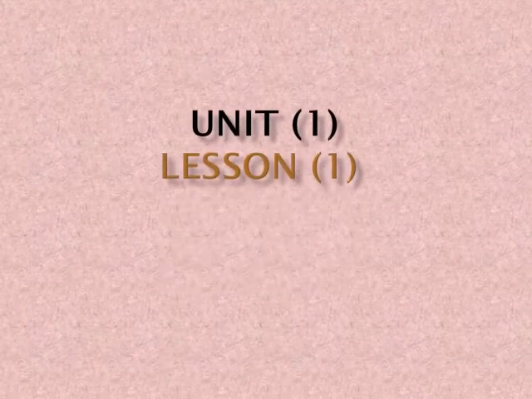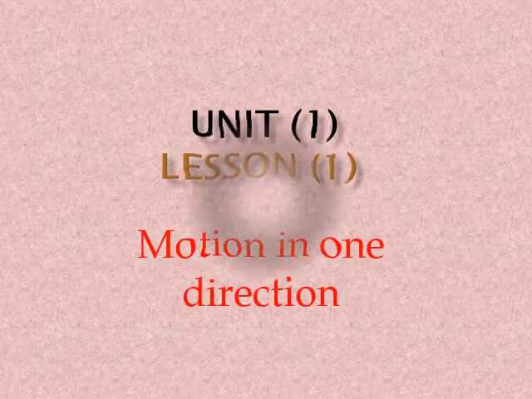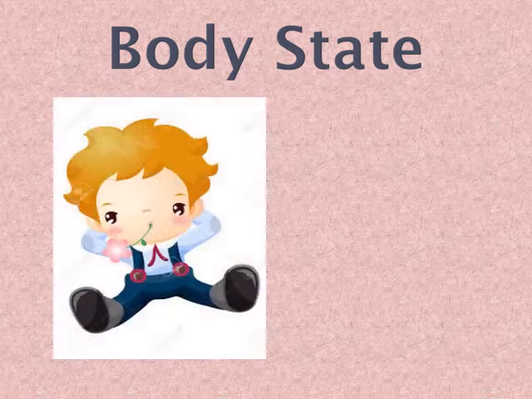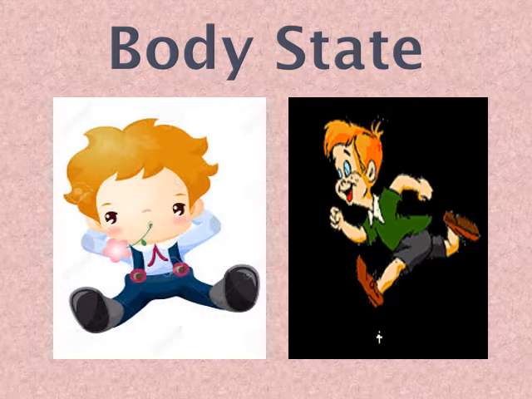Today we'll talk about Unit 1, Lesson 1. Anybody has two states. It may be at rest or in motion. Let's start to explain, in this video, the types of motion.